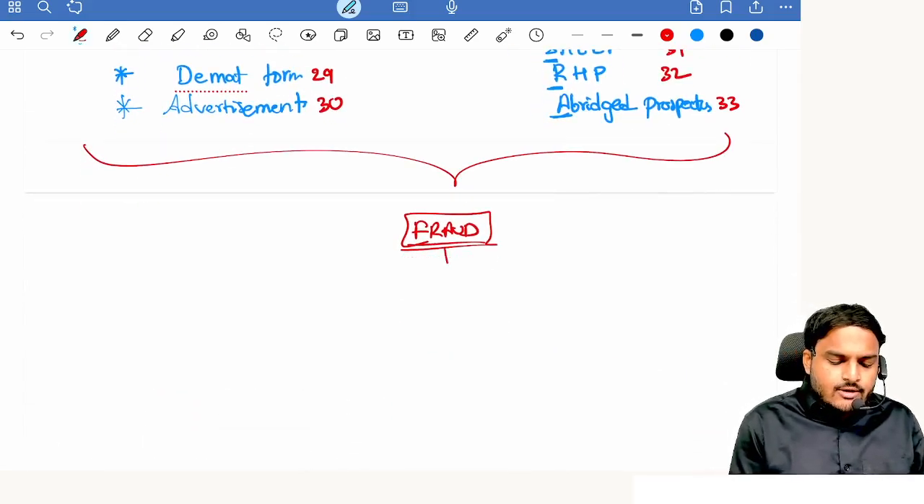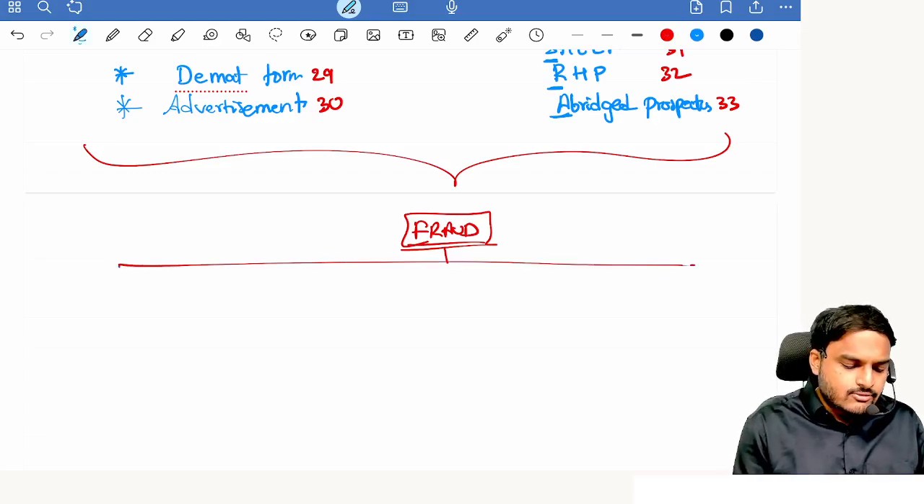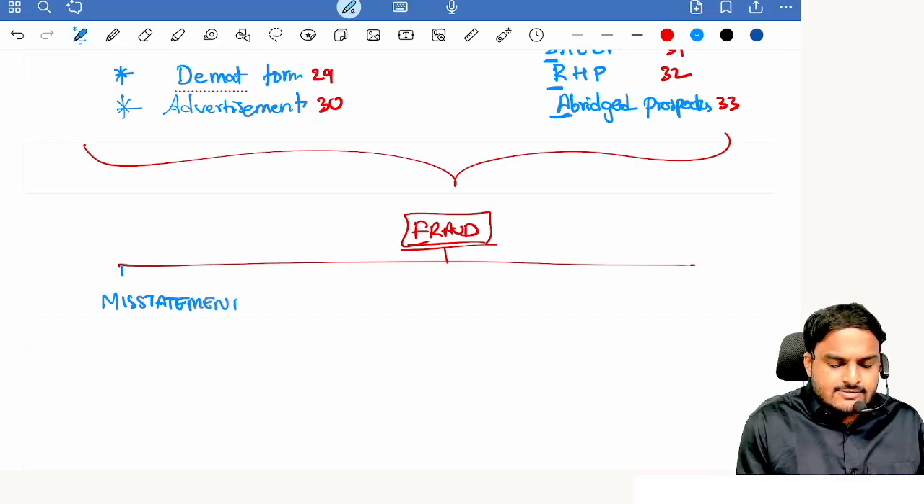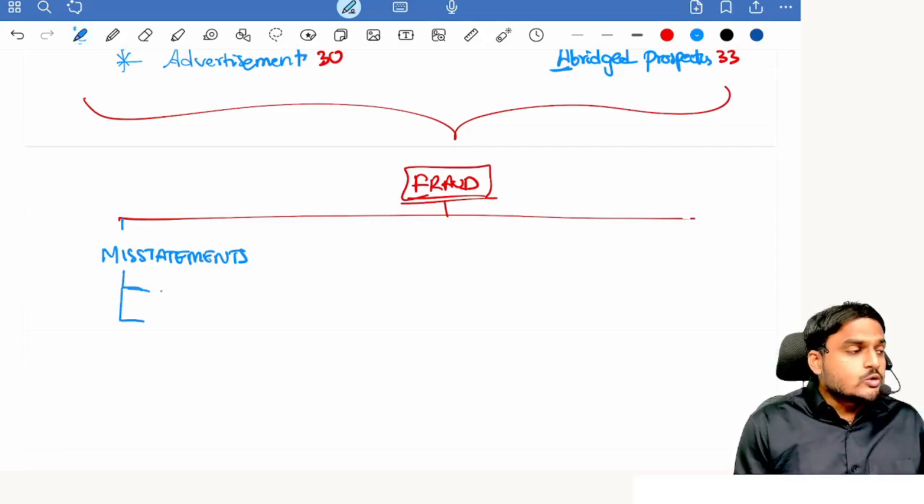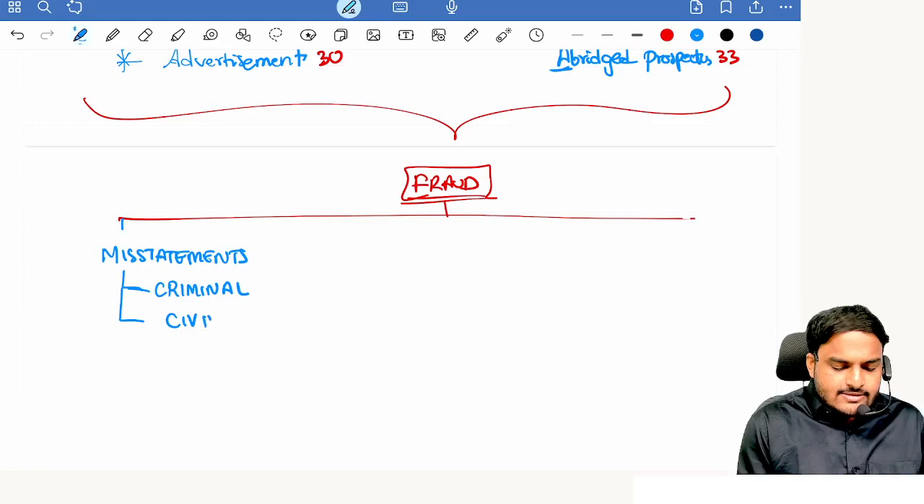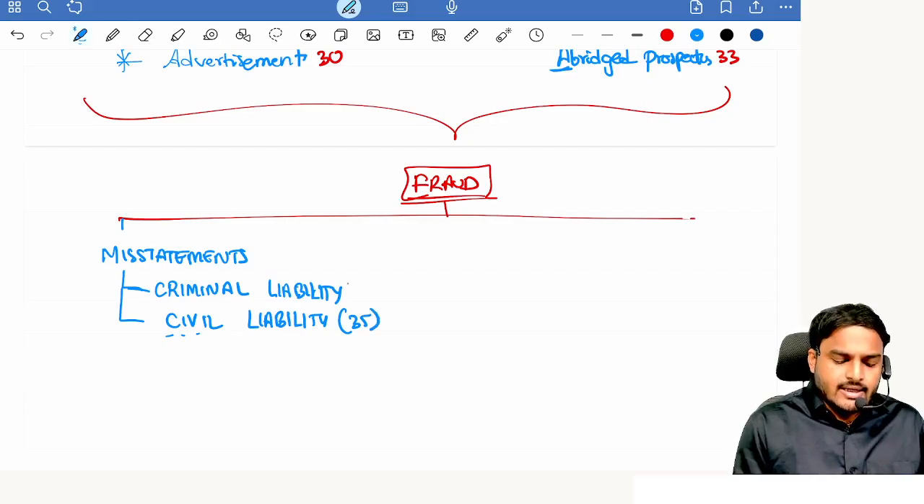So with respect to fraud, what will be the consequences? First of all, if there are any wrong statements in the prospectus, we call them as misstatements. For misstatements in prospectus, we have two types of liabilities. One is criminal liability and the second one is civil liability. Civil liability, section 35. And other than civil liability, it is criminal liability, section 34.